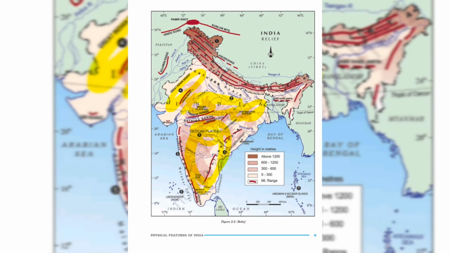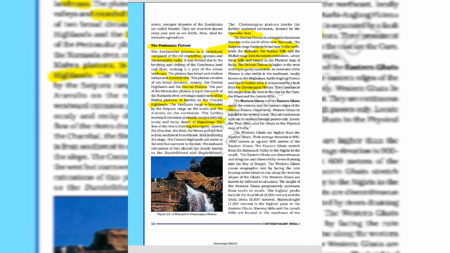Another plateau is the Deccan Plateau, which is triangular, and divided by the Western and the Eastern Ghats, and there is the Satpura range, and in the east the Garo, Khasi, Jaintia are the prominent ones. This is all about the plateau. Let me tell you about the Western and the Eastern Ghats.